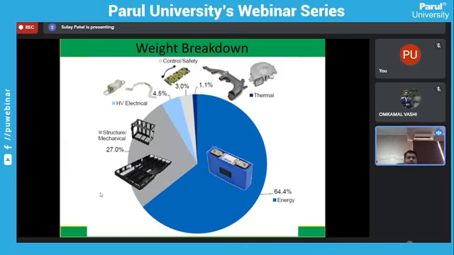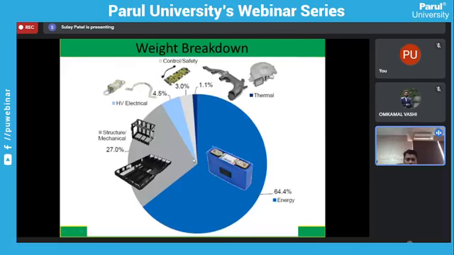So this is a weight breakdown of an electric vehicle. You can see the maximum portion, around 65%, is for the energy, or you can say the battery occupies 64% of vehicle weight. Then 27% is structural and mechanical parts. The heavy motor and heavy electrical parts only take 4.5% of vehicle weight. Controls and safety are very little, and the thermal is around 1.1% only.